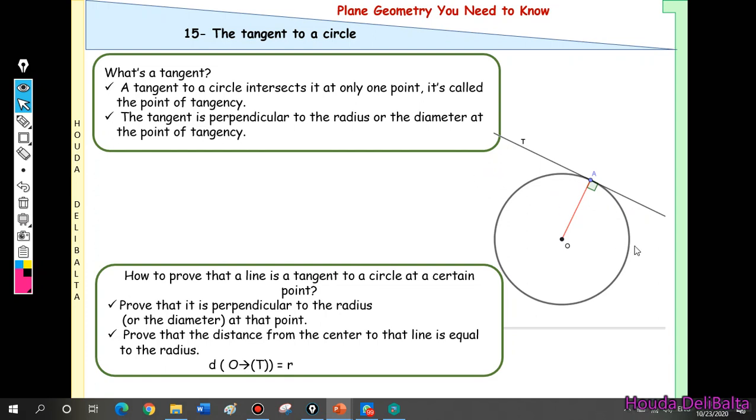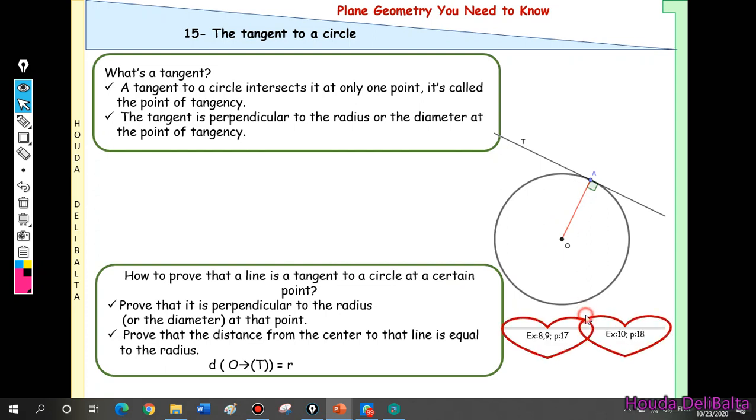That's to make sure that not any perpendicular to the radius is a tangent. It may be here, but a tangent must be perpendicular to the radius, and it must be contacting the circle here at that one point. That's called the point of tangency. So the distance from that center to that point is exactly equal to the radius, not more nor less.